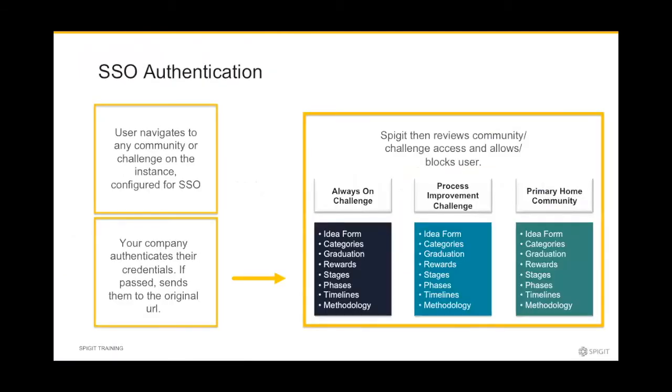So now we'll be discussing access via SSO authentication. So in this example, users can navigate to any community or challenge on the instance via URL. What will happen next is that your company will authenticate their credentials. So once it's sent over and it's confirmed, then we'll pass them back to the original URL. Then Spigot will review the access settings for that challenge or community, and it will either allow or block access to that user.